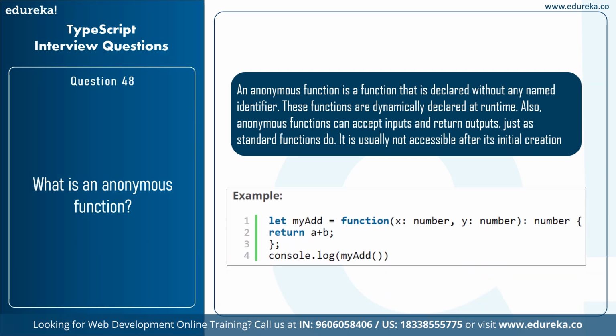So here is an example where we have the let myAdd keyword. Inside that we have the function with x, which is a number, y, which is a number, and then another number. So here we are returning a plus b, and for this we just have to take the output as myAdd. So we're just taking another anonymous function in the first one and specifying its parameters.